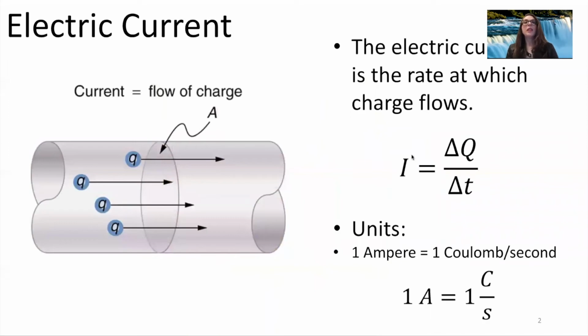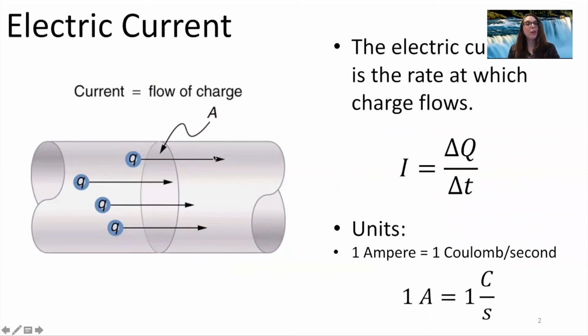So the electric current, which we have also seen in lab already, is the rate at which charge flows. And here's one equation for current. Current is defined as the capital letter I, and that equals the amount of charge that flows through a cross-sectional area per unit time.